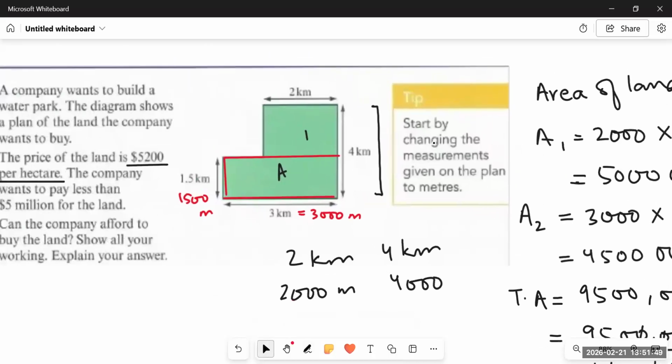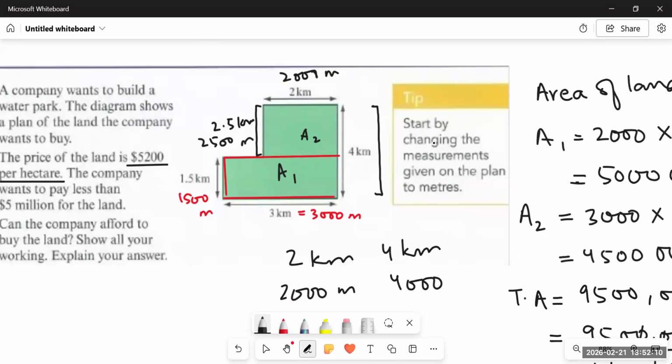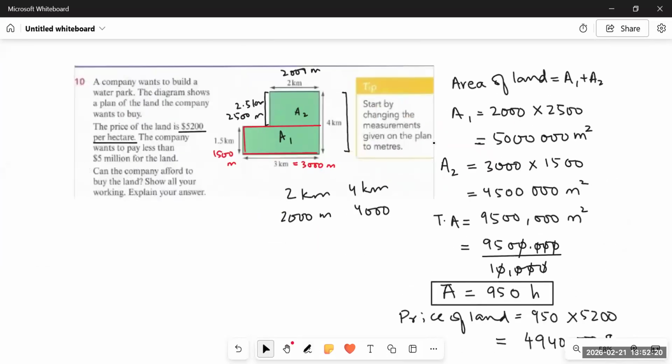And for area number 2, what we did, we then found out what is the width over here. For this, we subtracted 4 with 1.5 and got the area of 2.5 kilometers. So 2.5 kilometers is 2,500 meters and this one is 2,000 meters. So we multiplied these two and found out that the total area of the land above is 5 million meter square. Then we added the two to find out the total area, which was 9,500,000 meter square.